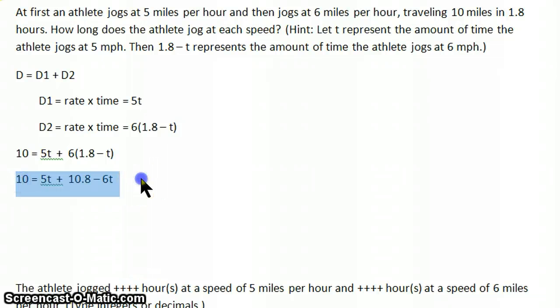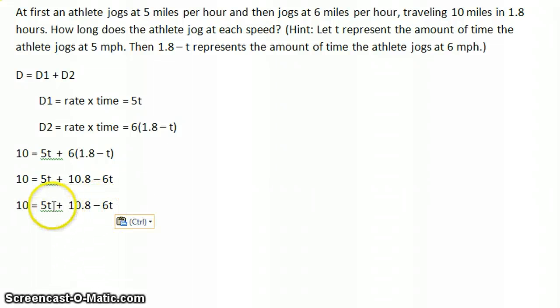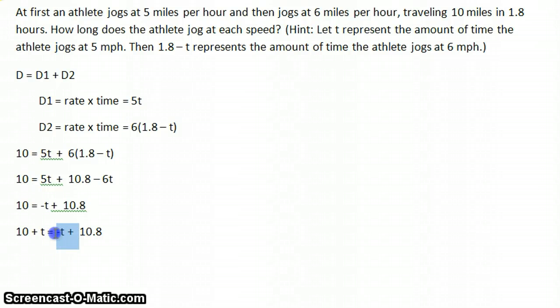If I take this equation and then I combine like terms, I have 5t minus 6t. Those are my t terms, and I would end up with a minus t there. Then if I solve this, I might add t to both sides to get 10 plus t equals negative t plus t, that part goes away, equals 10.8. And then I might subtract 10 from both sides so that I have t all by itself on the left. And then I'd end up with t equals 10.8 minus 10, which is 0.8.